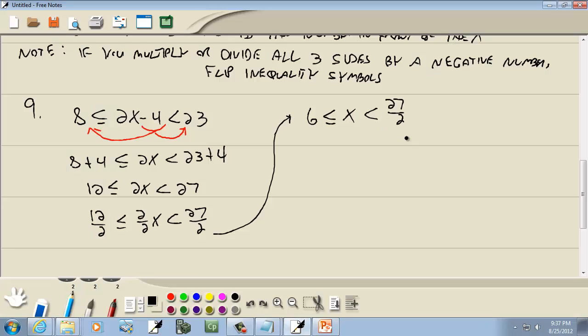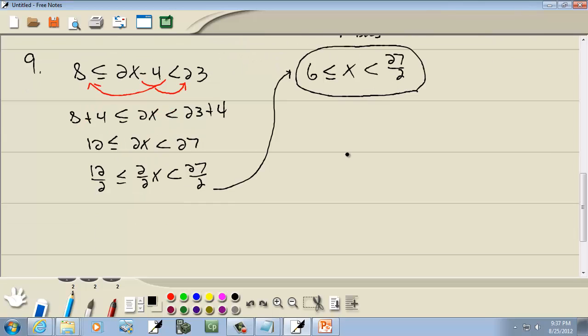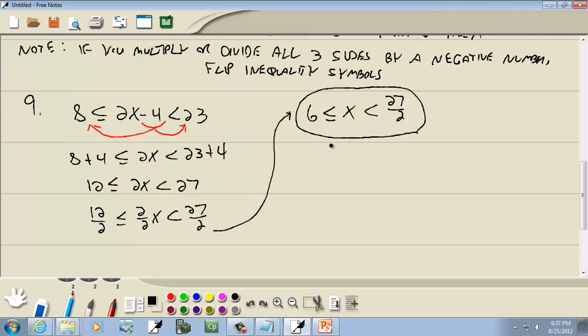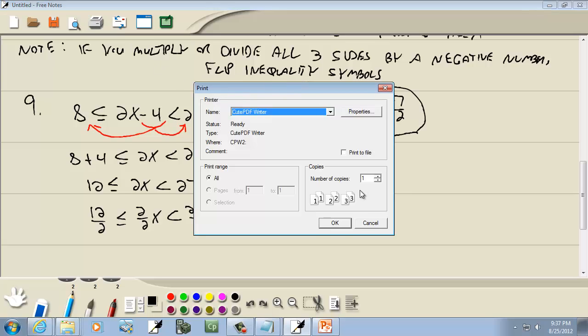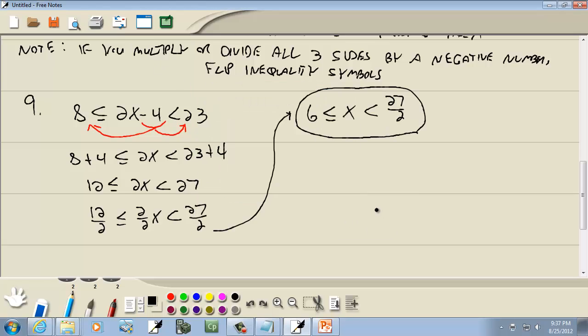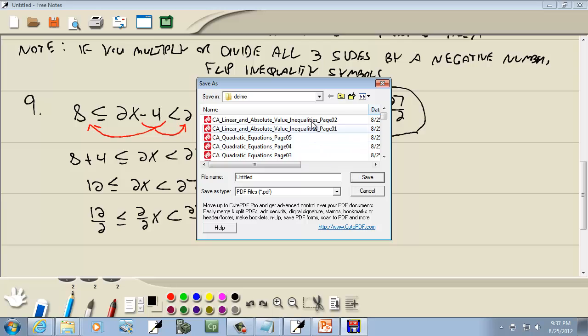Now they don't say how to write their answer, so I'm just going to leave it that way. But it could be interval, set builder, graph. It's hard to say. I always hate when they're not very clear on how they want the answer. Let me save that. And then we'll look at absolute value inequalities.